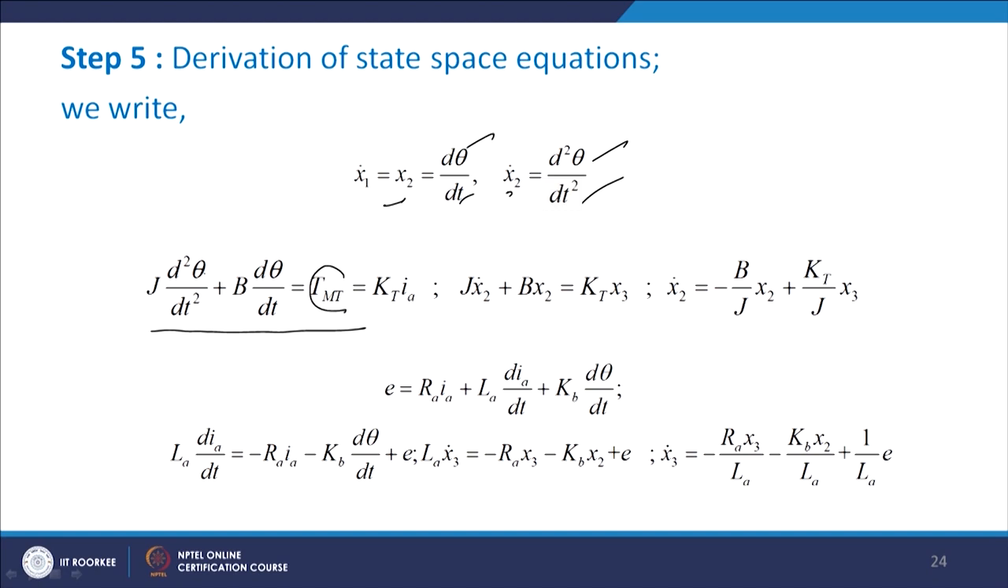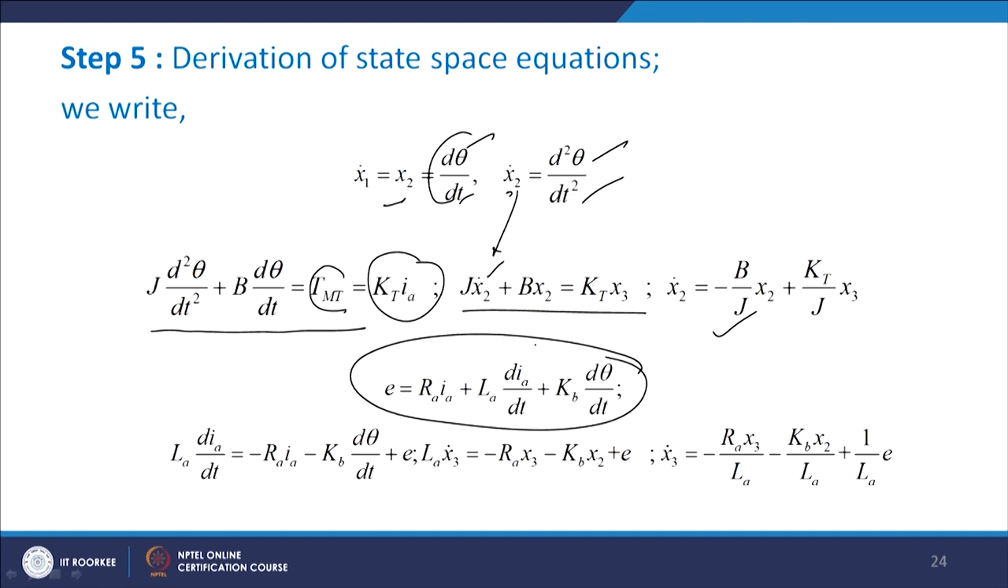So here d square theta by dt square is replaced by x2 dot, and d theta by dt, which equals x2, we replace by x2, and here kt into i is replaced by kt into x3. And now after solving these equations, we have got x2 dot equal to minus b by j x2 plus kt by j into x3.